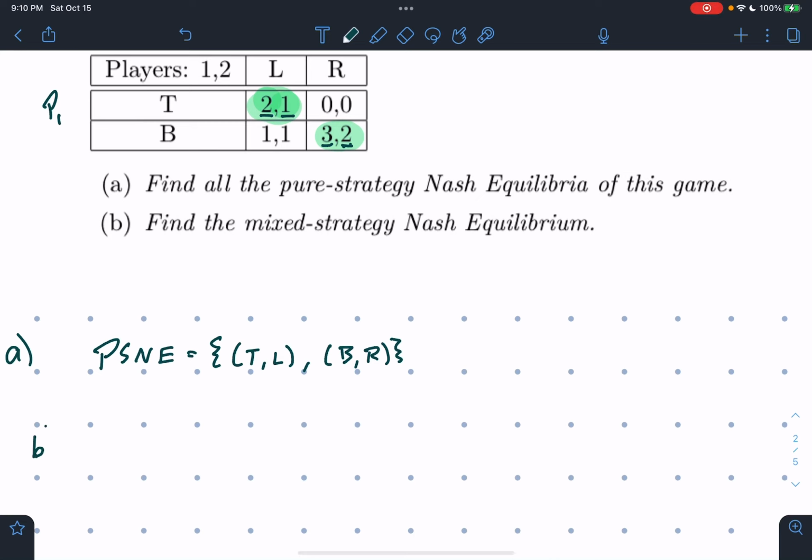If you've been holding your breath, and you really wanted to do the mixed strategy Nash, well, you are in luck, because that's exactly what we're going to do.